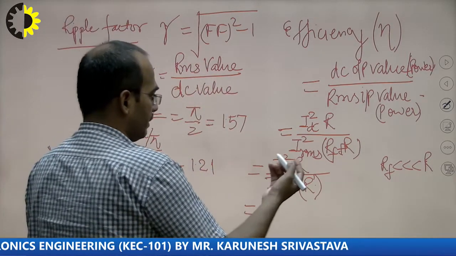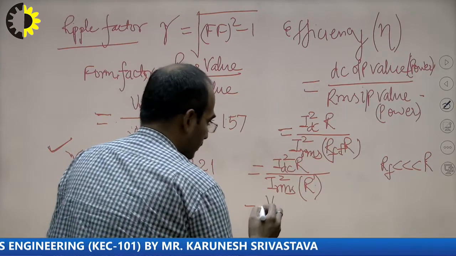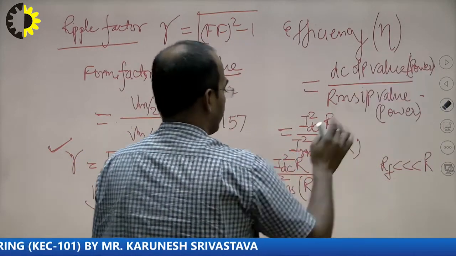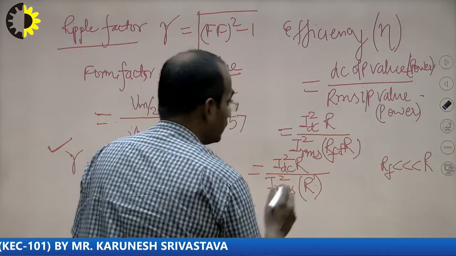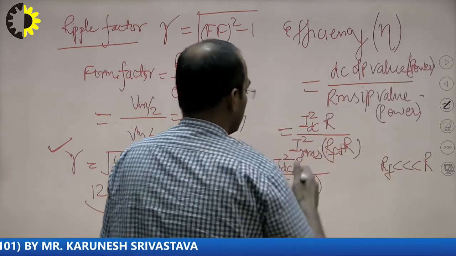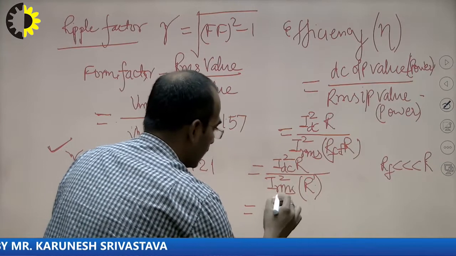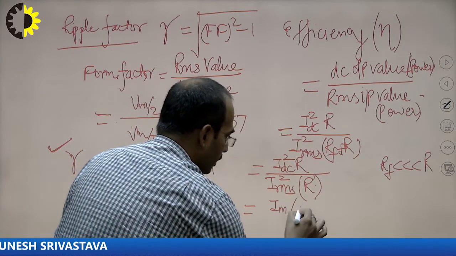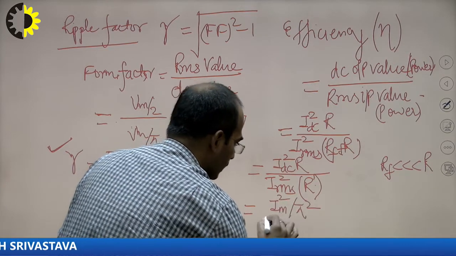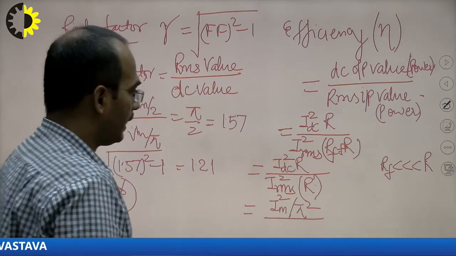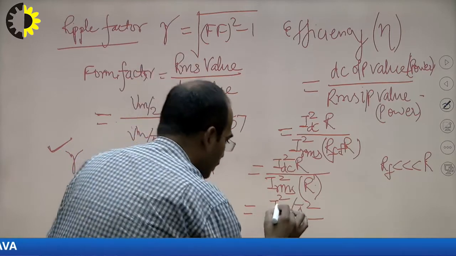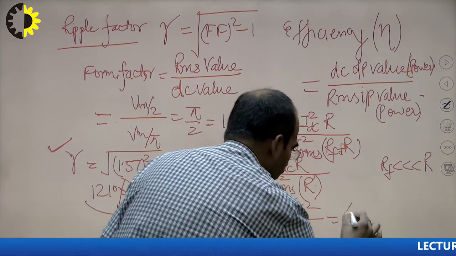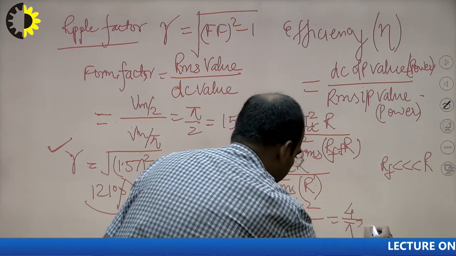The DC value of voltage is Vm upon pi, so the DC value of current is Im upon pi. So, I will write here Im square upon pi square, upon I RMS square, and I RMS is Im by 2, so Im square by 4. So, this will be equal to 4 by pi square.